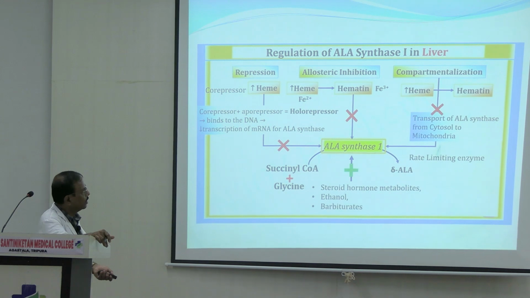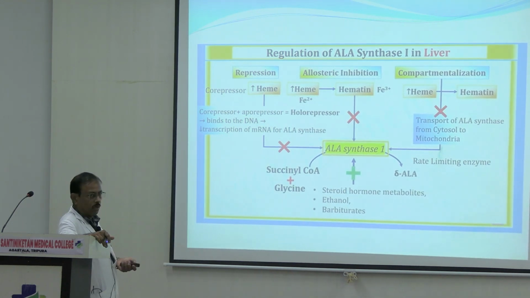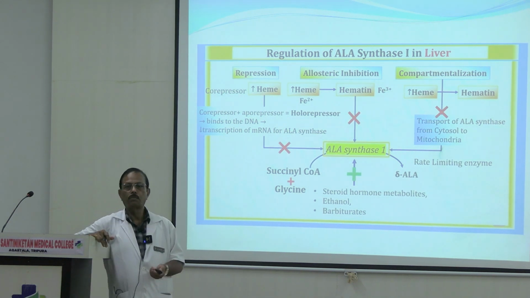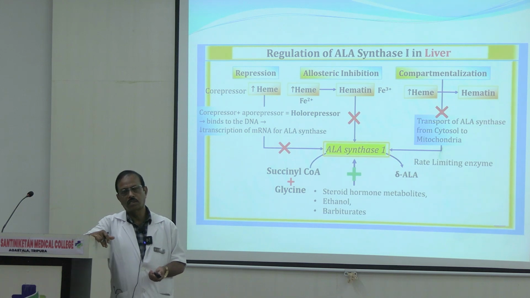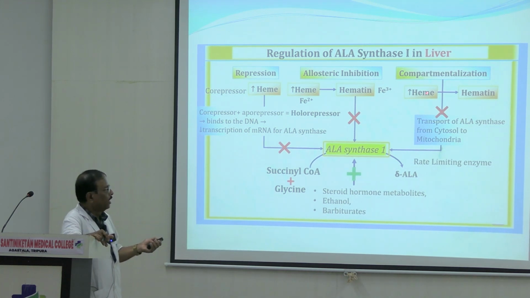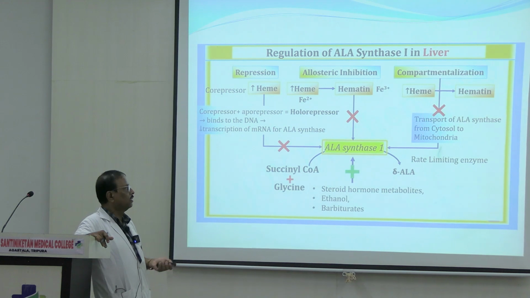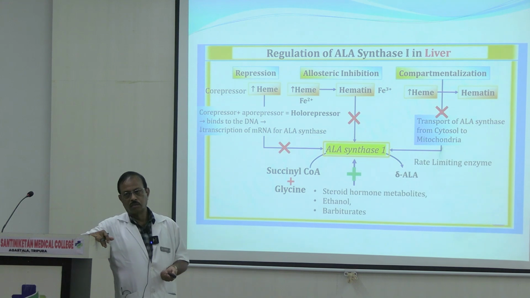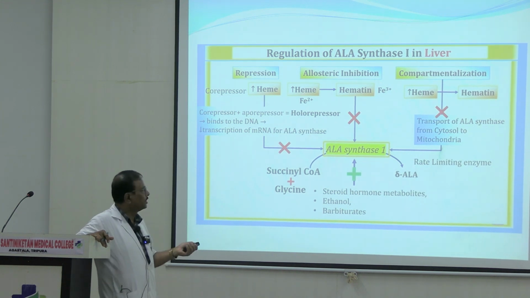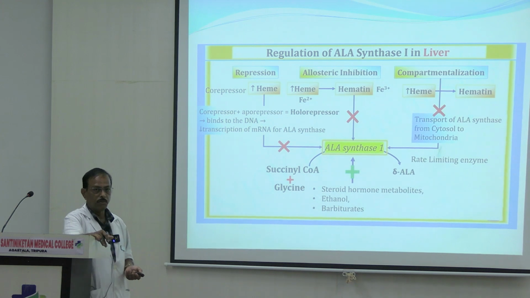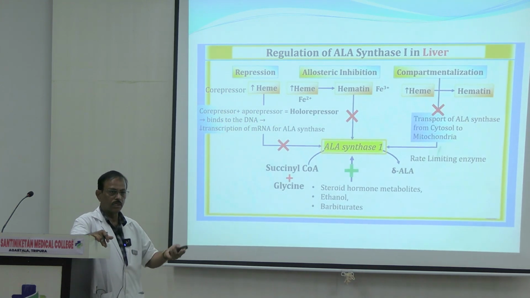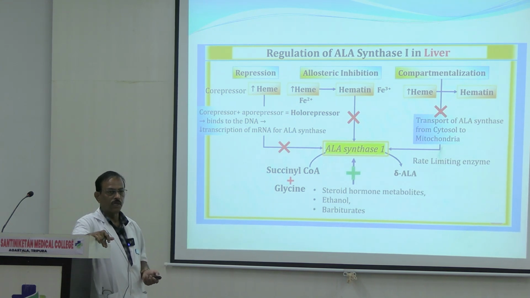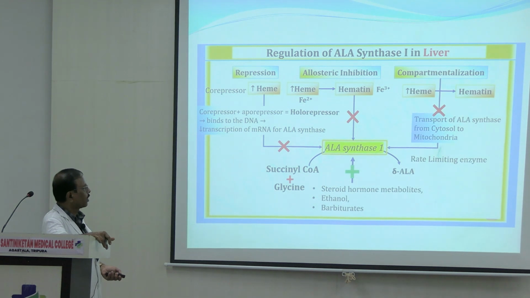Now, compartmentalization. A part of the reaction occurs in the mitochondria, a part of the reaction occurs in the cytosol. So, here heme converted into hematin will inhibit ALA synthase from cytosol to mitochondria. So, this enzyme is inhibited from translocating to mitochondria, thus inhibiting the synthesis of heme.